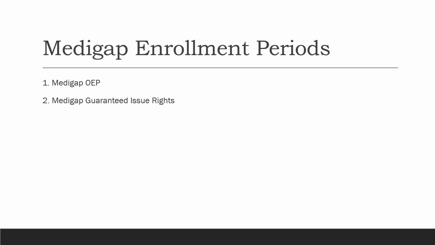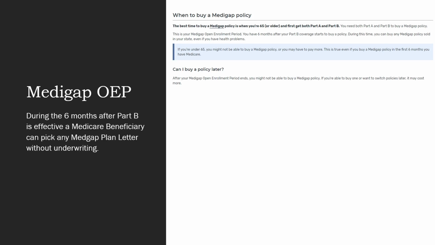So, Medigap or Medicare Supplement. Medicare Supplements have two primary enrollment periods, and that's the Medigap OEP and the guarantee issue. For the Medigap OEP, that's during the first 6 months after Part B is effective. You can pick any Medigap plan letter without underwriting. Again, it begins when the Part B coverage starts and lasts for 6 months.